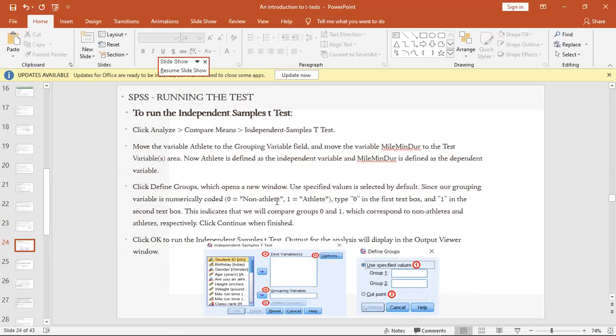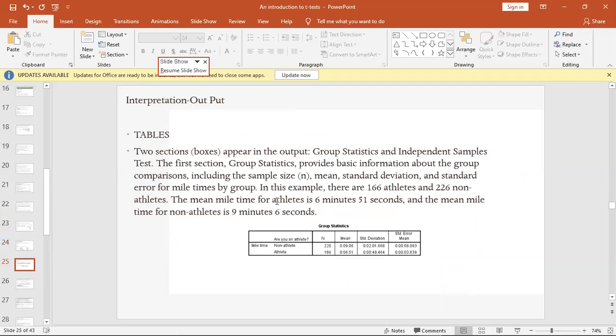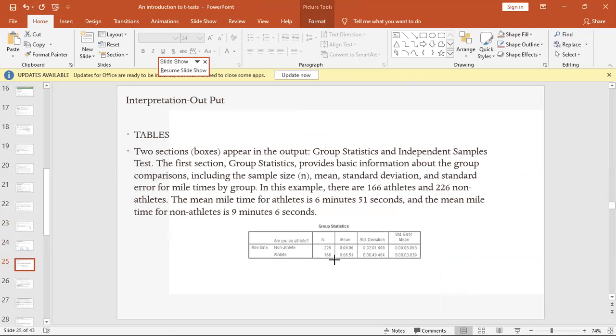After running the test, you will get the interpretation this way. First you will get the descriptive statistics of the test. Here the number of non-athletes is 226. Their mean is this one, and the athlete's is this. The mean mile time for athletes is 6 minutes and 51 seconds, and for non-athletes it is 9 minutes and 6 seconds.